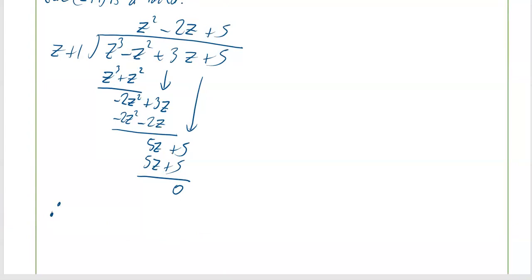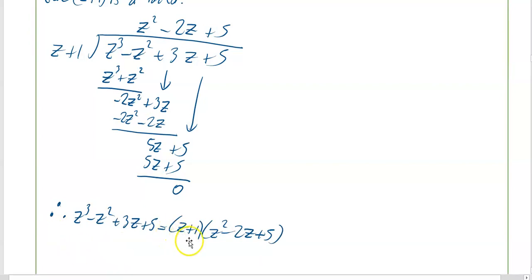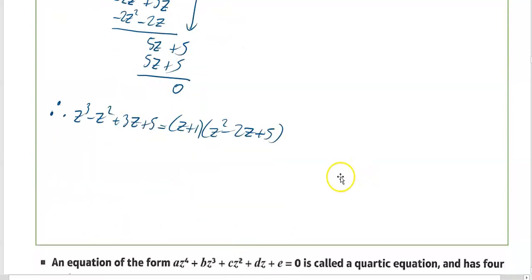So what we have shown, therefore, is that z cubed minus z squared plus 3z plus 5 is equal to z plus 1 times z squared minus 2z plus 5. That's what it's equal to so far. So we've already solved this bit of it. We already know the solution of this bit. The root of this bit is z equals minus 1. We want to find what the roots of this bit are over here.